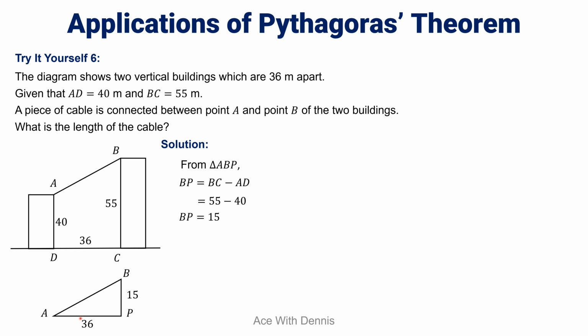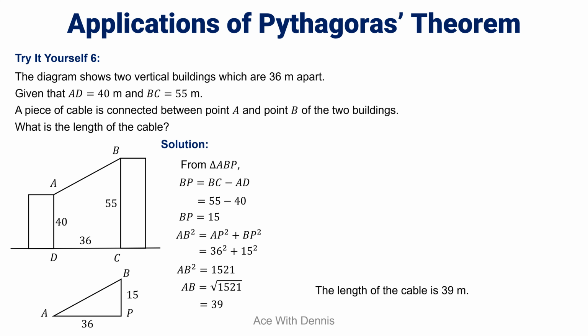Now we can apply Pythagoras theorem, which is AB squared, which is the hypotenuse, equals AP squared plus BP squared. Then we substitute the values, 36 squared plus 15 squared. So AB squared will be 1521. AB is square root of 1521, which is 39. Hence, the length of the cable is 39 meters.